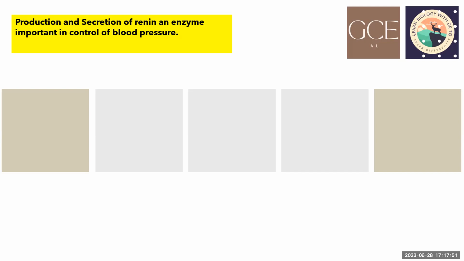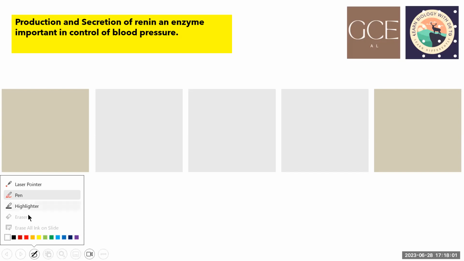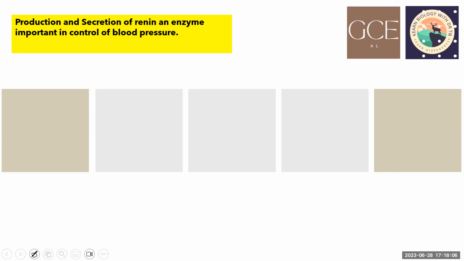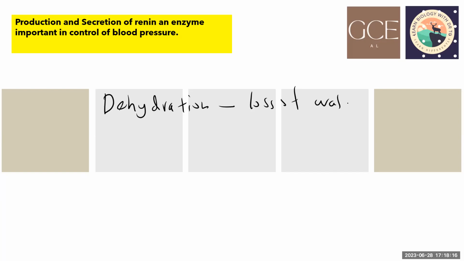Now, the opposite of it: what happens when a person dehydrates? The meaning of dehydrate is: de- is removing, hydrate refers to water. Dehydration is loss of water from the body. Now, how does this happen? This can happen in many ways.